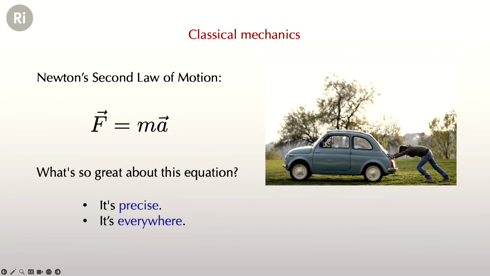This seems straightforward enough. It was a big deal at the time because it used to be thought that nothing could move at a constant velocity forever unless you kept pushing it. And Newton comes along and says, no, if you don't push something, that's exactly when things move at a constant velocity. It's friction and so forth that slow them down. So what is so great about this equation? Why is it such a big deal? Well, it's both precise and it's everywhere. By precise, we mean it's not just a suggestion.